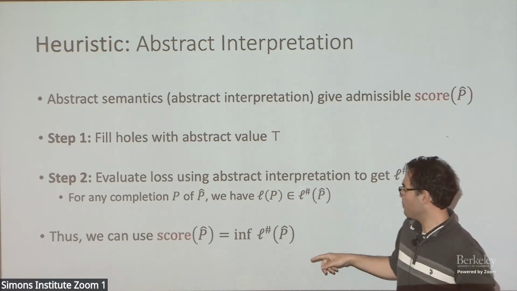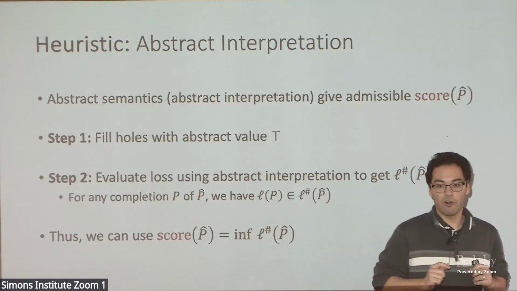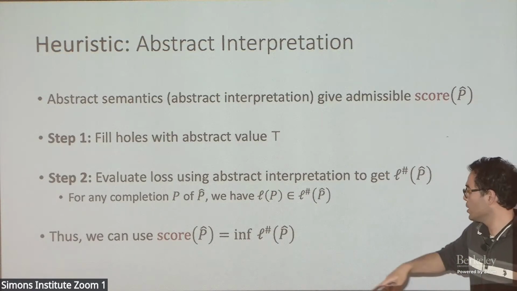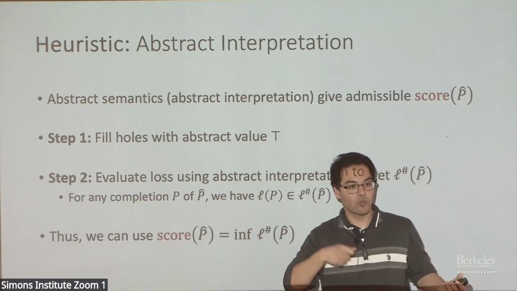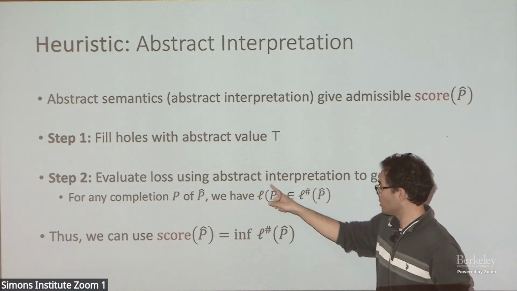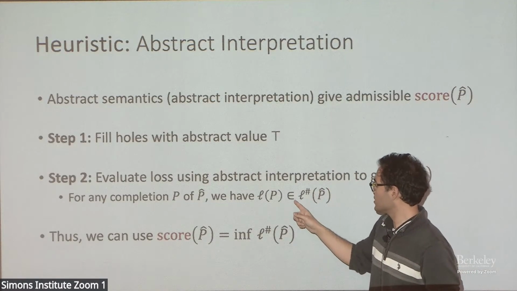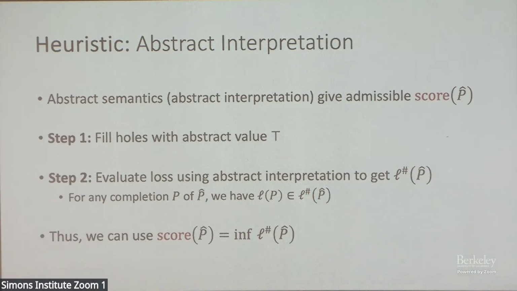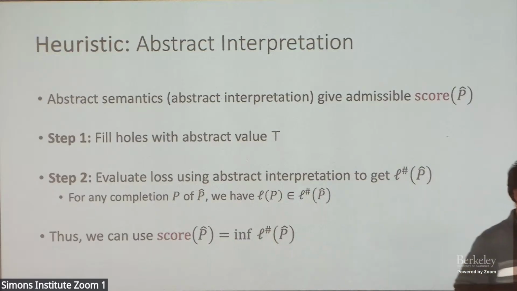So this motivates what I showed earlier: we get an interval for our score, and we can guarantee that for any child in our search tree, it's going to be contained in that interval, and therefore it is a valid scoring function. We need a lower bound on L of P for any completion of P hat, which is just a lower bound on the abstract value. So we can use, for example, the infimum. If it's an interval, it's just the lower bound of the interval.